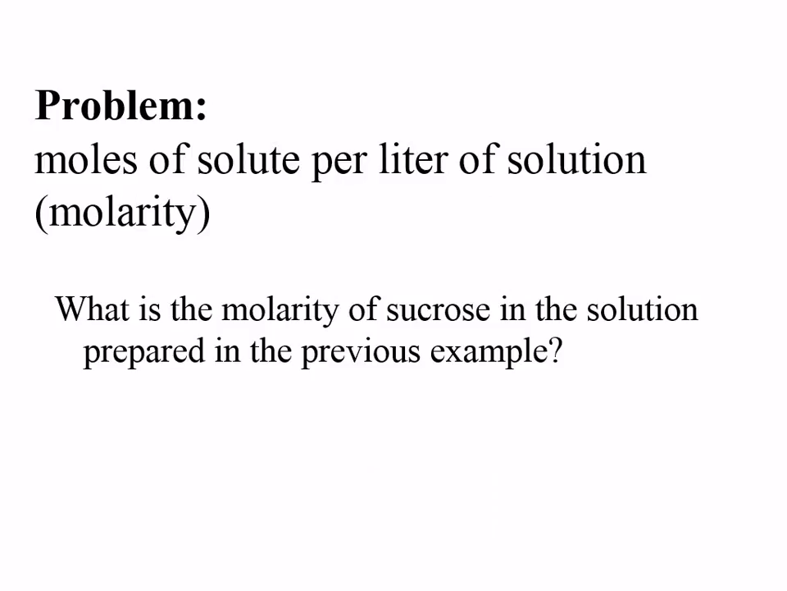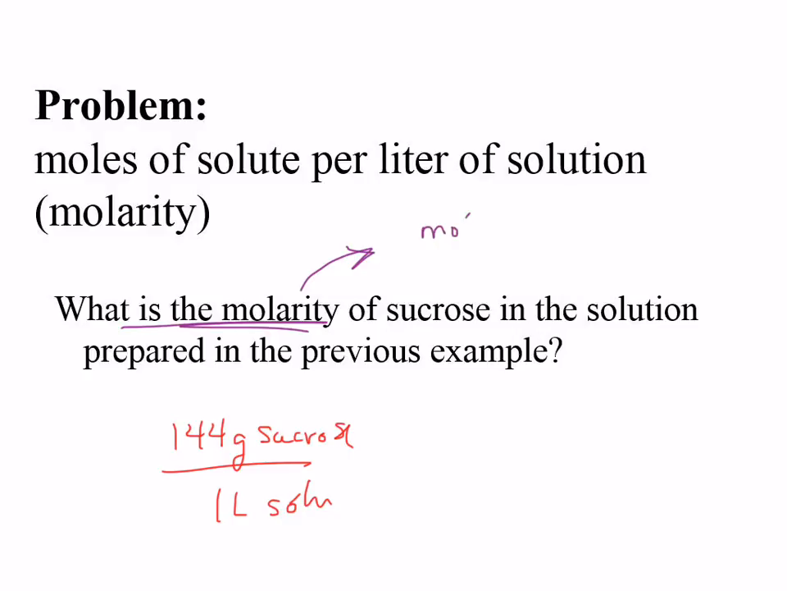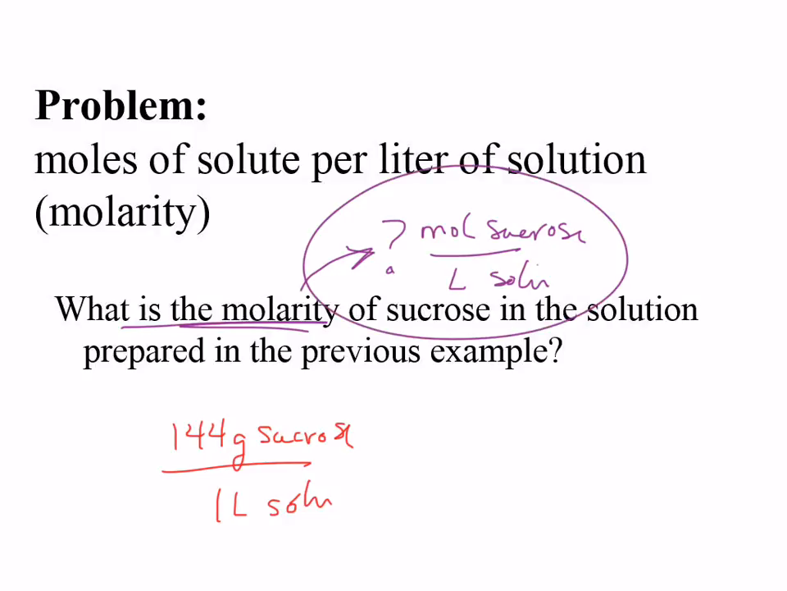If I piggyback on 144 grams sucrose per 1 liter of solution, and I'll put my question mark up here: what is the molarity? Sometimes it helps to ask, what are the units of molarity? Well, they are going to be mole sucrose per liter of solution. So that's my target. So somehow all I've got to do is convert from grams in the numerator to moles. And how do we go from grams to moles? We use the molar mass.